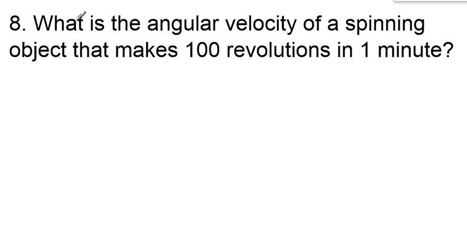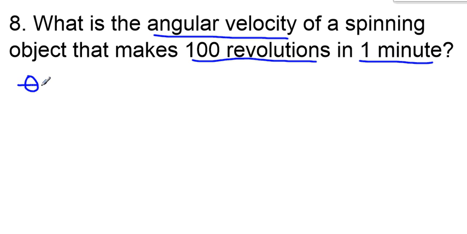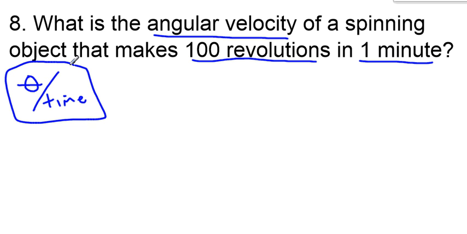Another question: what is the angular velocity of a spinning object that makes 100 revolutions in 1 minute? So we have an object that's spinning and it makes 100 full circles in 1 minute, and we want the angular velocity. So we need to know what angle over time this object is spinning. So what do we know? It's 100 revolutions in 1 minute.